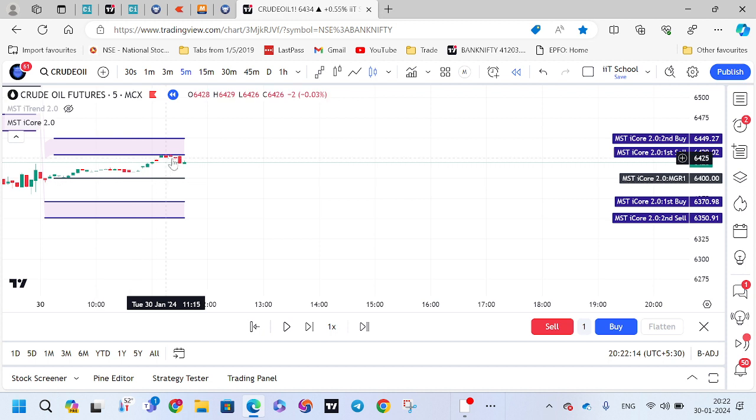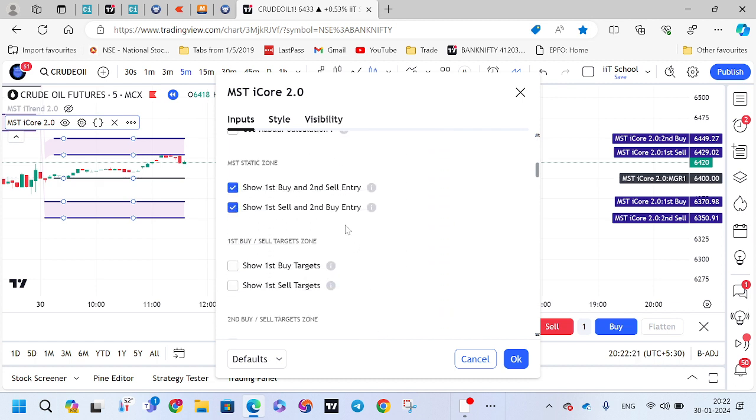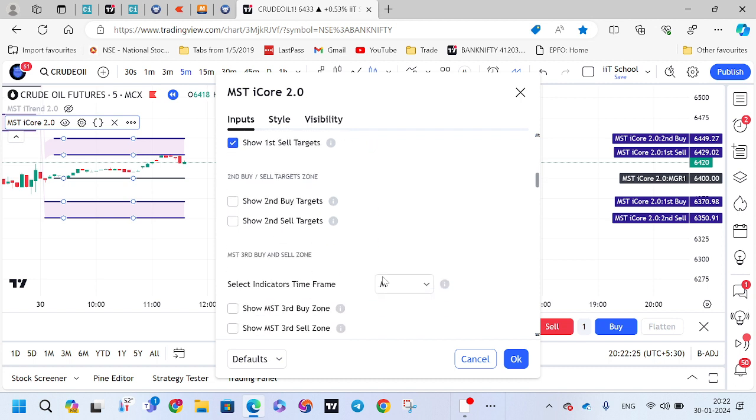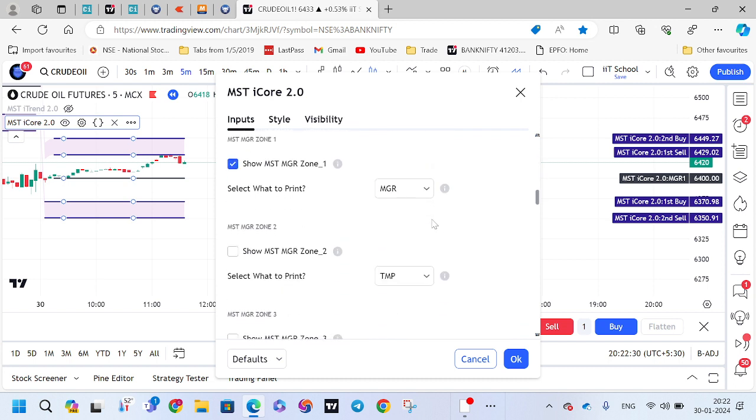So now since sell has been activated, what we are supposed to do is go to the settings, come here and remove the buy entry, enable the sell entry, sell targets, and also enable the second buy targets. Why? If SL hits, we have to go for the reversal entry.